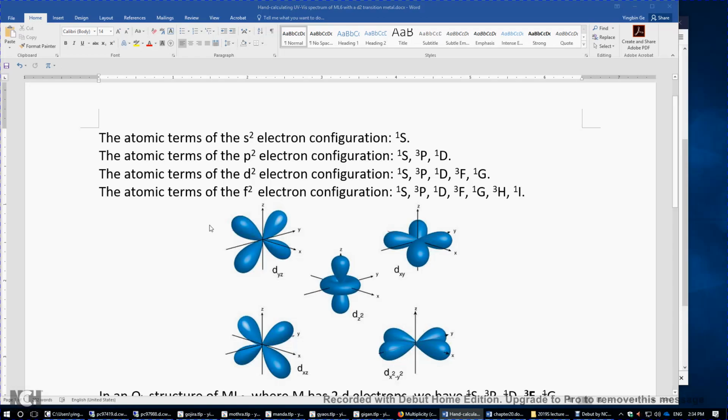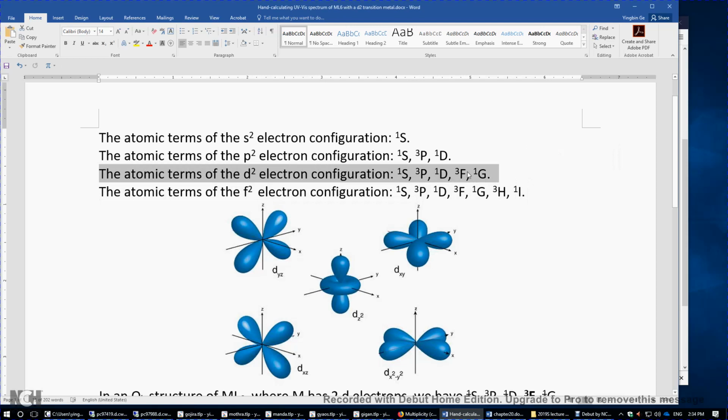In this video, I will hand calculate the UV-Vis spectrum of a transition metal complex with an octahedral point group. In a different video, I showed you how to determine the atomic term symbols of the d2 electron configuration. There are 5 of those: 1S, 3P, 1D, 3F, and 1G.